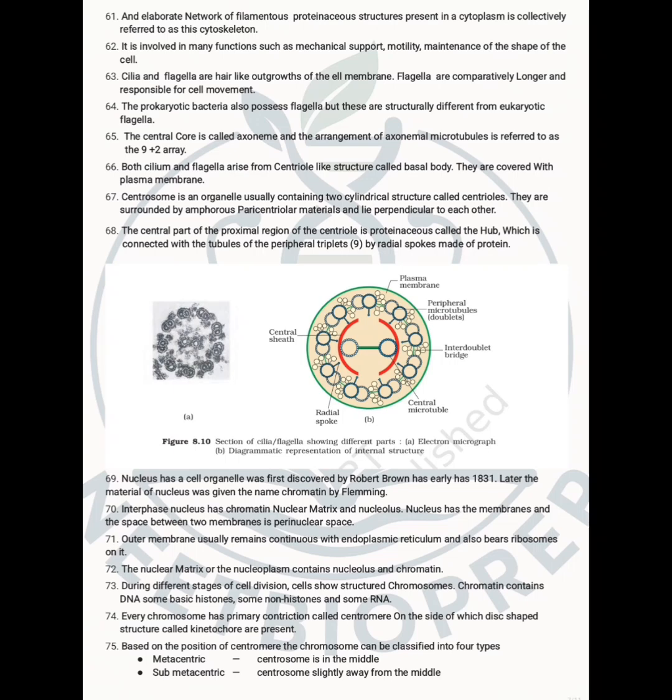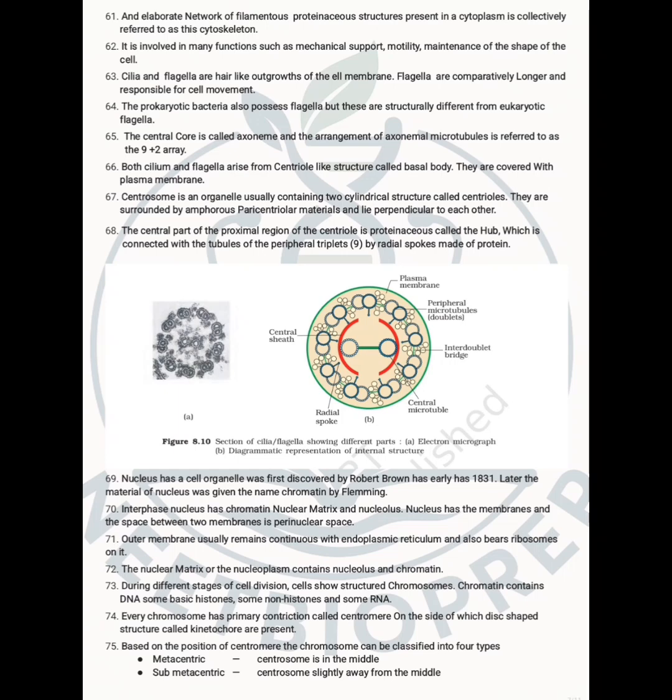Nucleus as an organelle was first discovered by Robert Brown in 1831. Later the material of the nucleus was given the name chromatin. Interphase nucleus has chromatin, nuclear matrix and the nucleolus. Nucleus has a double membrane, and the space between the two membranes is the perinuclear space. The outer membrane usually remains continuous with the endoplasmic reticulum and also bears ribosomes on it. The nuclear matrix or nucleoplasm contains nucleolus and chromatin.